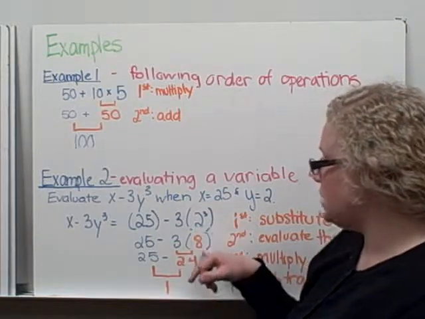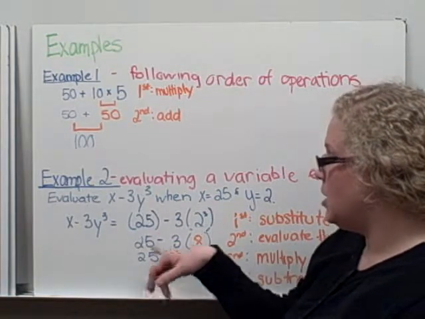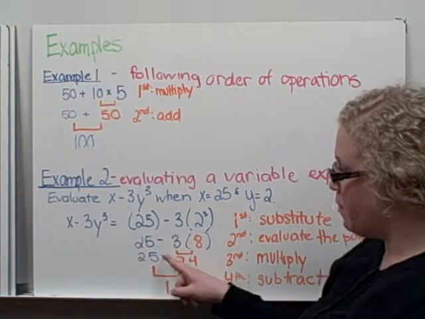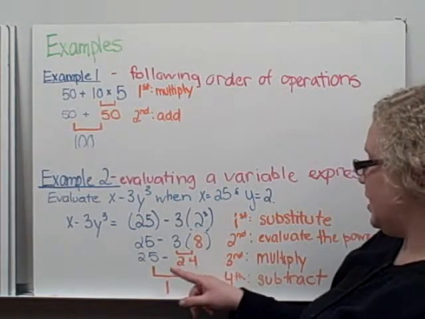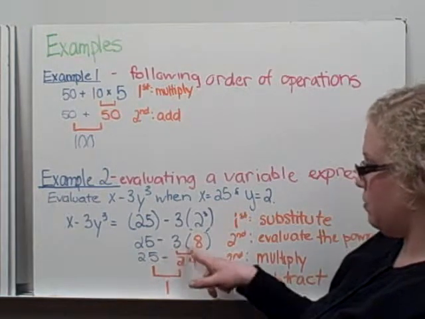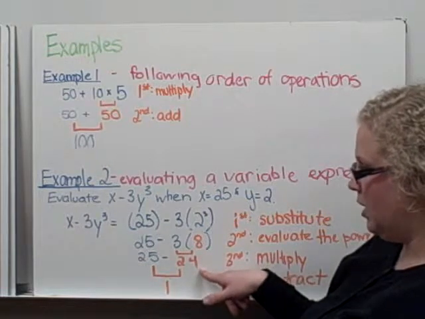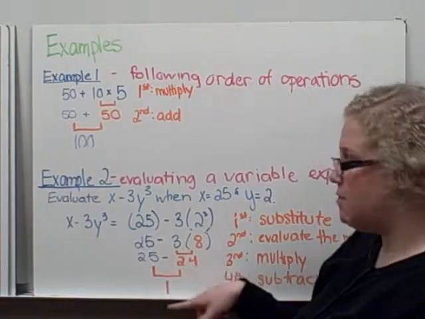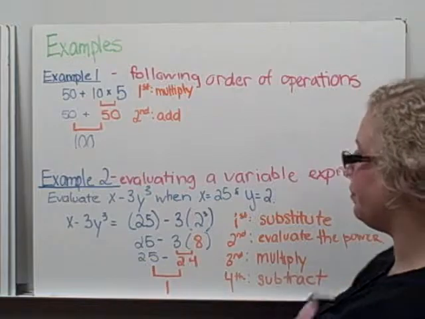So 2 cubed comes to 8, and now we have 25 minus 3 times 8. Next we can multiply 3 by 8 to get 24, and subtract 24 from 25 for our answer of 1.